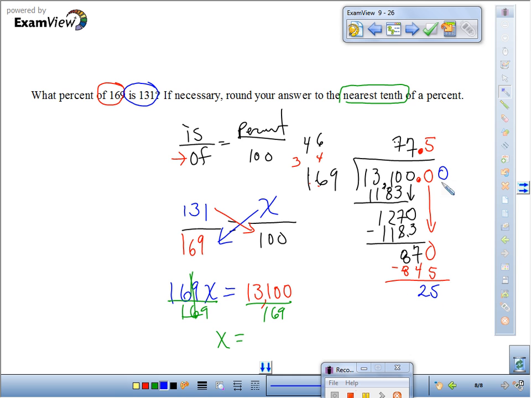I'm going to add another 0. 169 fits only 1 time into that. Is that correct? 169. So that leaves us with 81. And I'll stop right there because we need to round to the 10th place, which is this one. Is that correct? So, does the 5 stay a 5, or does it go up to a 6? It's 5 because this one is not more than 5. So therefore, what were we solving for? The percent, right? So what is the percent? 77.5%.